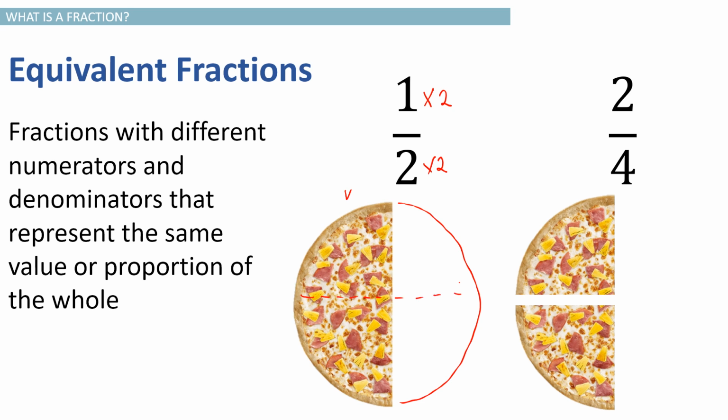So that's the reason why when you multiply a number to the numerator, you must do the same to the denominator, because fractions refer to equal parts. I must make sure the whole has the right number of equal parts.